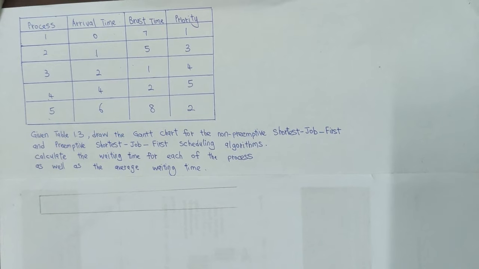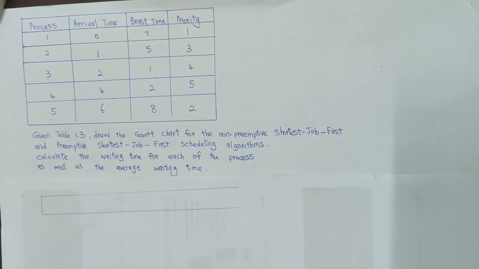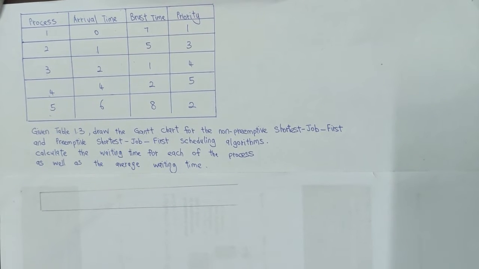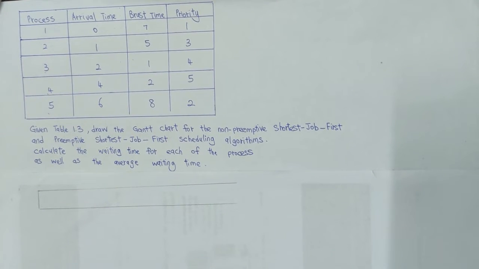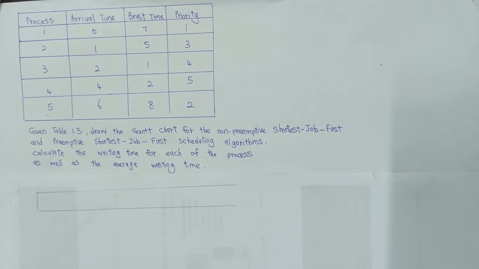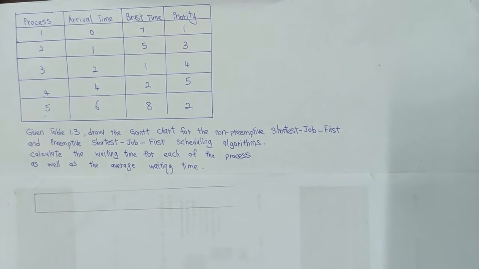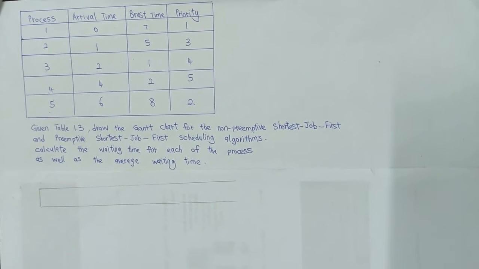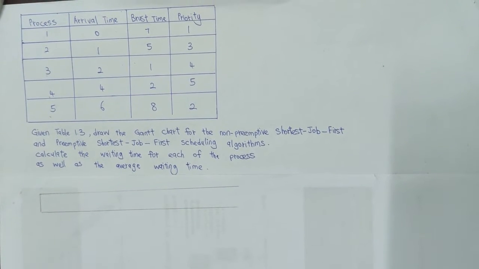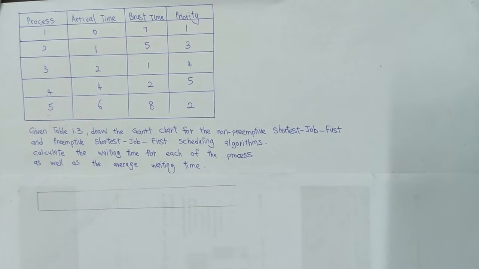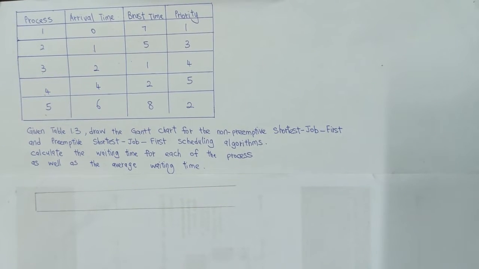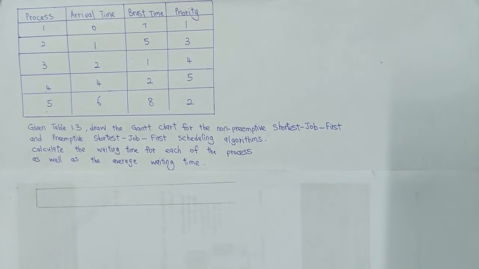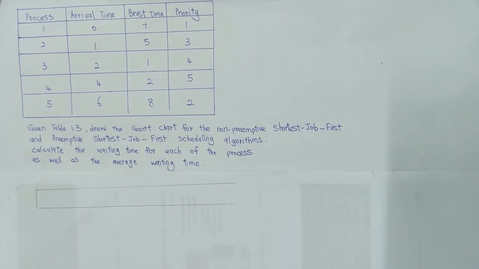This presentation that I'm going to show you is about the scheduling algorithm. Scheduling algorithms play a very important role in scheduling the processes in order to increase the performance of the CPU. First and foremost, we are going to solve a question which requires us to draw the Gantt chart and calculate the waiting time for each process and the average waiting time for both non-preemptive shortest job first and preemptive shortest job first scheduling algorithms.